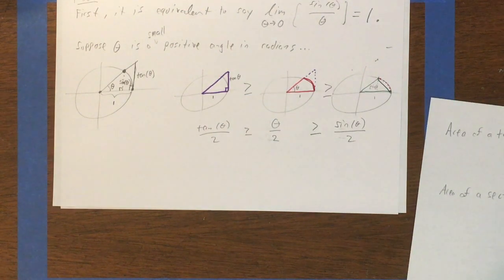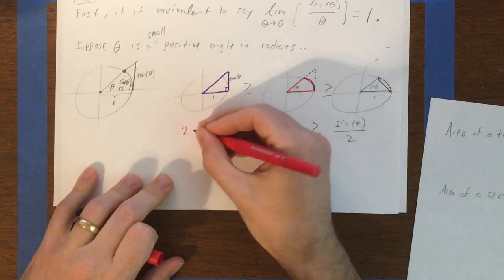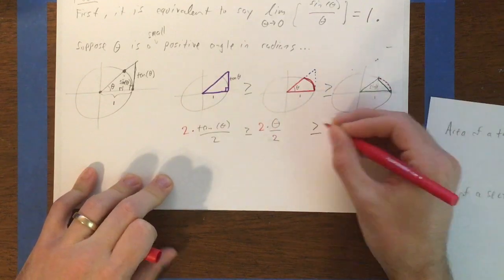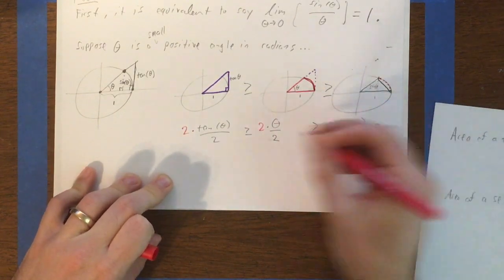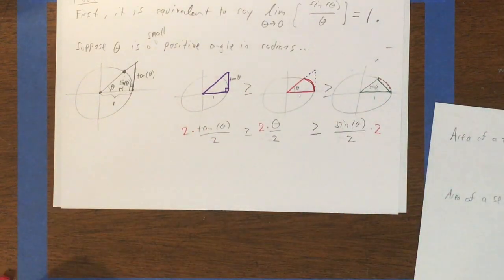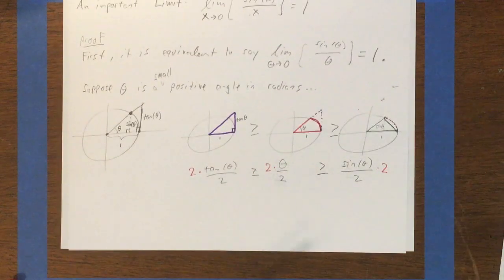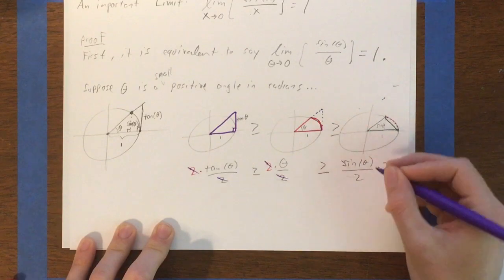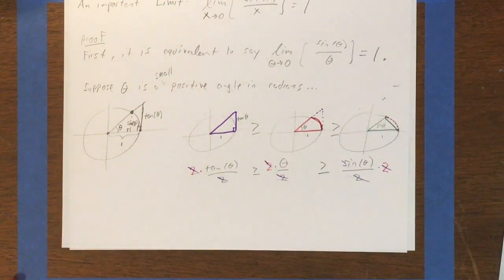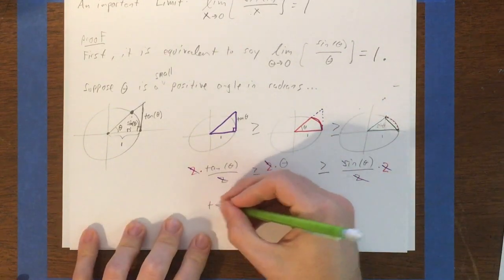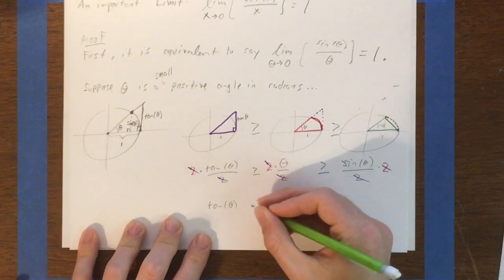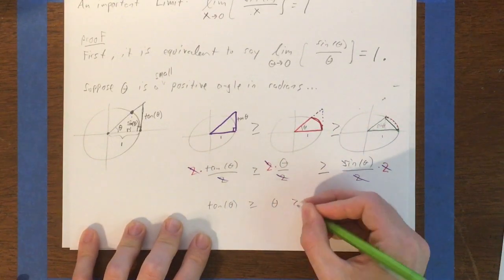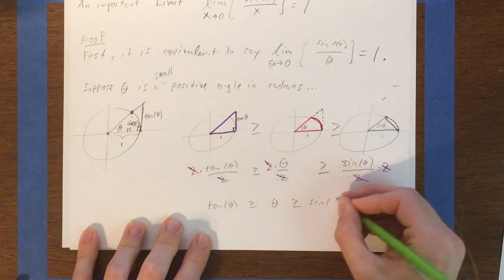All right, so now we have our inequality. The first thing we can do is multiply everything by 2 and cancel out all the 2's. So we'll do that. That'll cancel all our 2's. Whoopsie daisy, there's the 2. Almost crossed the sign out. So now we have tangent of theta is greater than or equal to theta, which in turn is greater than or equal to sine of theta.